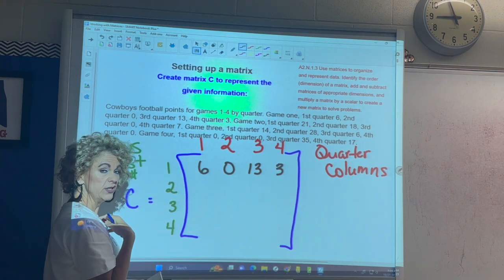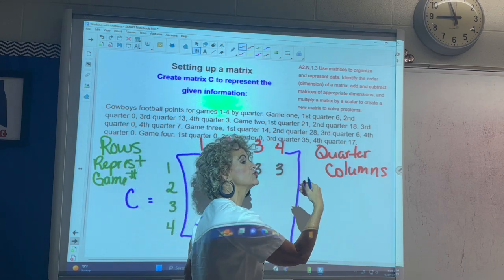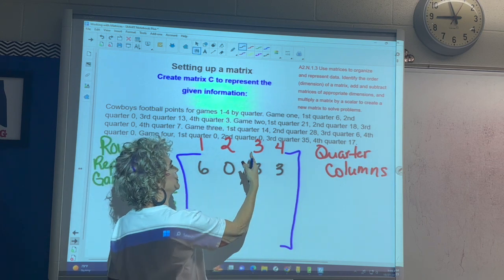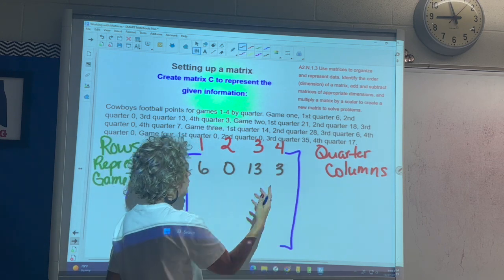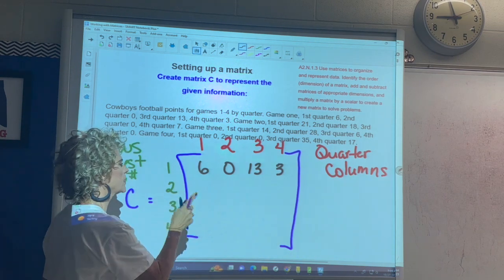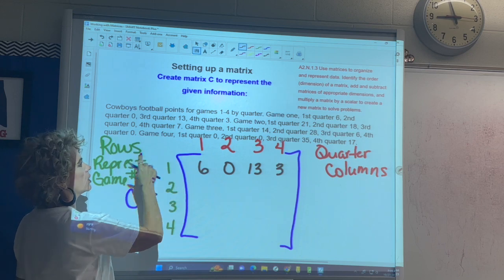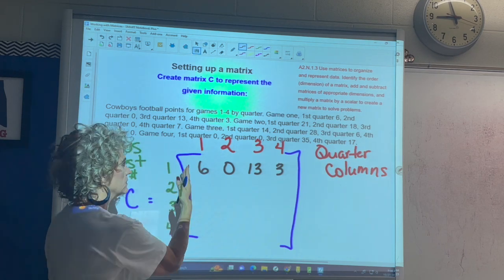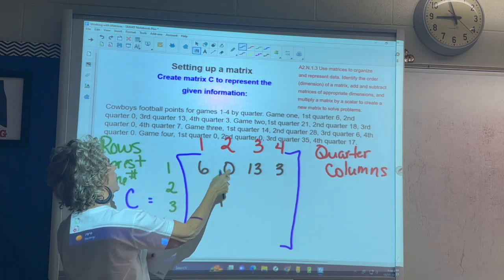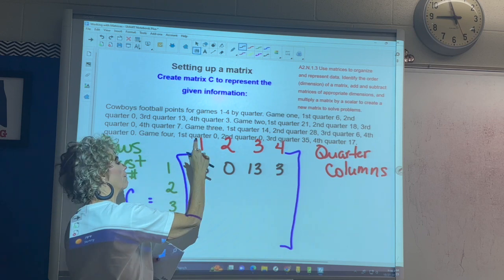Okay, and if I wanted to, I could have another column that represented the total points. And to get the total points, I'd have 6 plus 0 plus 13 plus 3. So we'd have, what was it, 25? No, 22. We'd have 22. But I wasn't asked to create that. I was only asked to create the statistics, points per quarter per game.